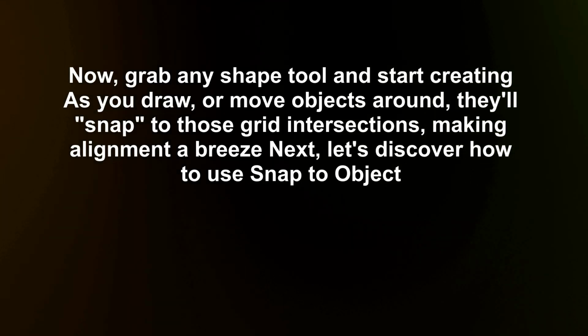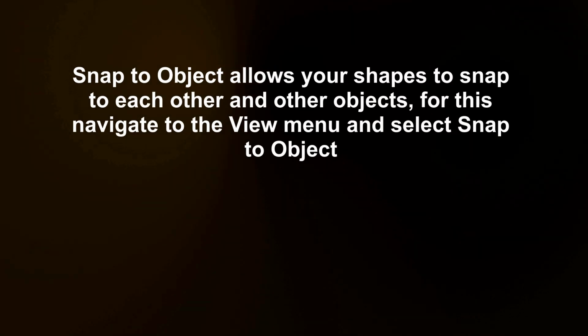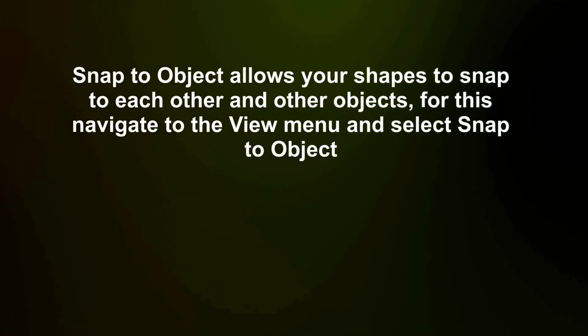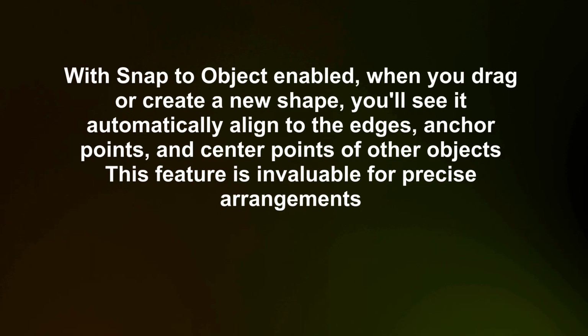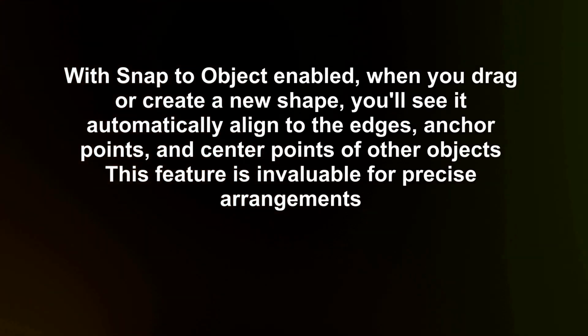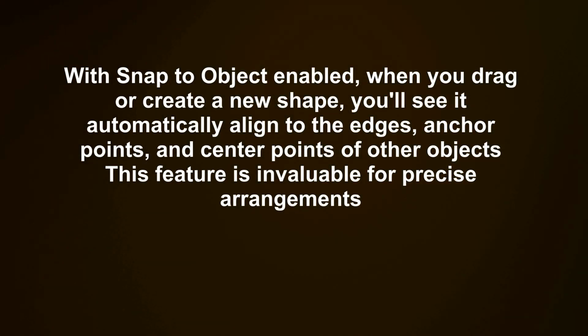Next, let's discover how to use Snap to Object. Snap to Object allows your shapes to snap to each other and other objects. For this, navigate to the View menu and select Snap to Object. With Snap to Object enabled, when you drag or create a new shape, you'll see it automatically align to the edges, anchor points, and center points of other objects. This feature is invaluable for precise arrangements.